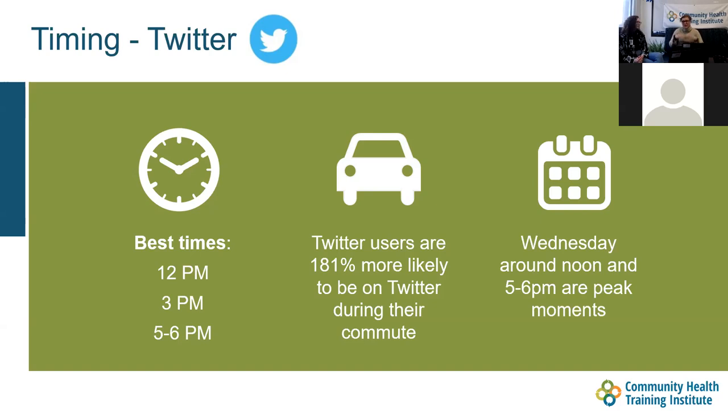So think about when you're sending out messages, because sending it out at 11 a.m. on a Tuesday might not be the best time to get a lot of folks to see that. So just pay attention to that and think about those best times. And as it says here, 181% of people are more likely to be on Twitter during their commute. And then it just highlights there that Wednesdays at lunchtime and in the evening are generally peak times for Twitter.